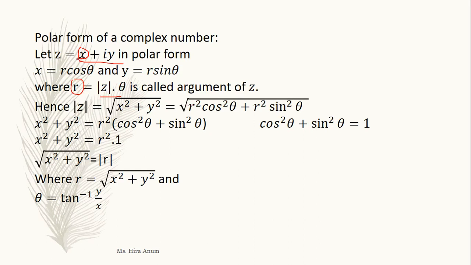Putting the values of x square and y square, it becomes r square cos square theta plus r square sin square theta. Taking r square common, as we know the trigonometric property cos square theta plus sin square theta equals 1. So r equals radical x square plus y square, and the theta value is tan inverse y over x.